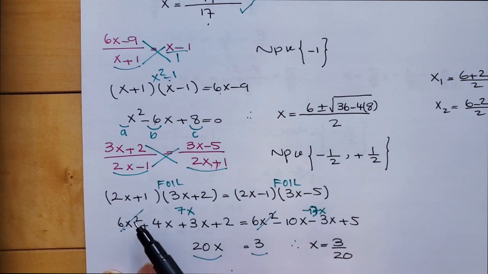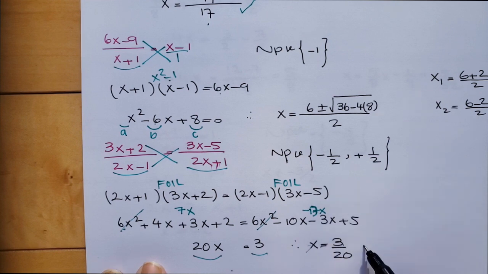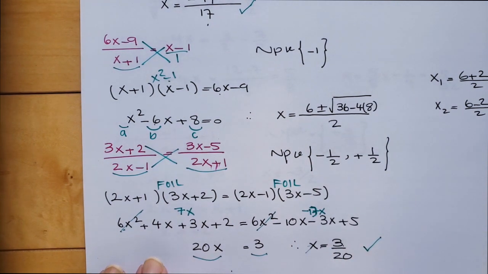Although you had a term which was a square, because it was cancelled, the number of roots is only 1. 3 over 20, and it's only 1. Compare it against the NPV, not the same, so this value is accepted.